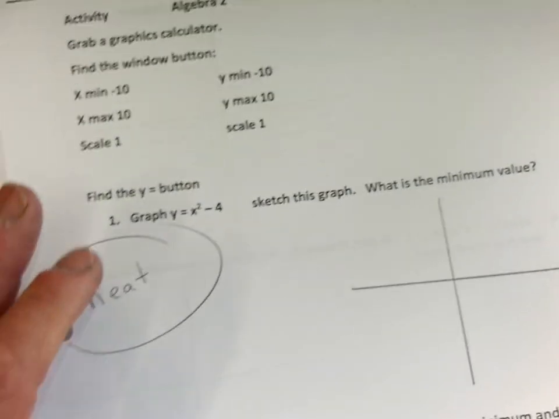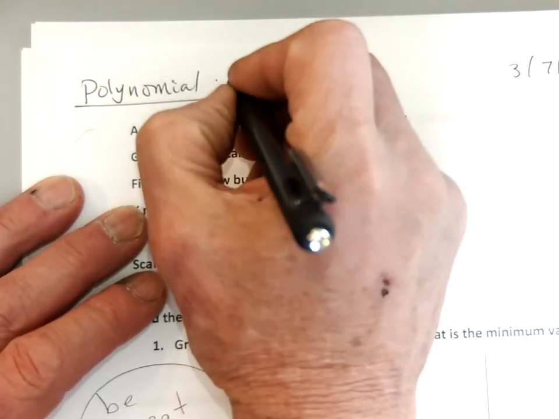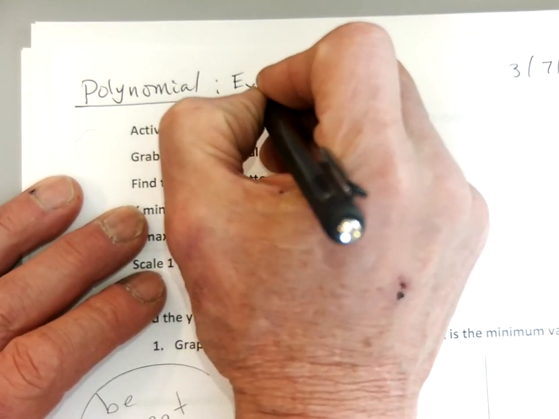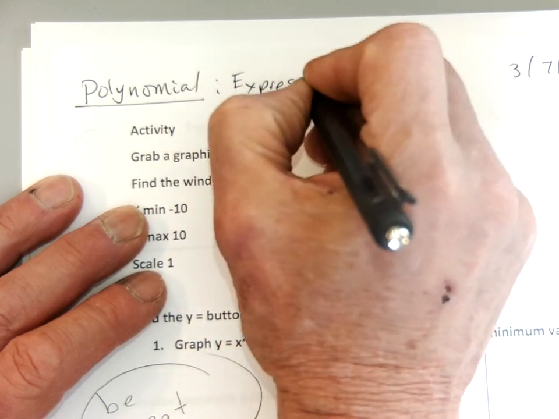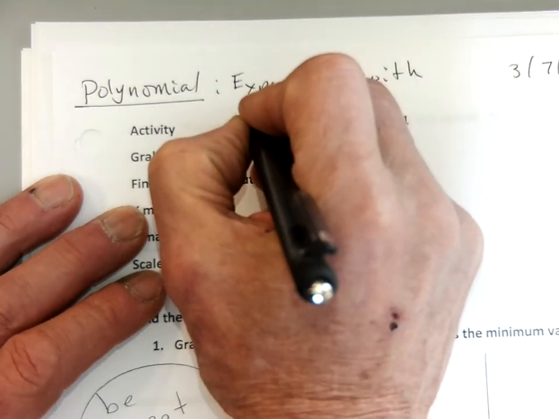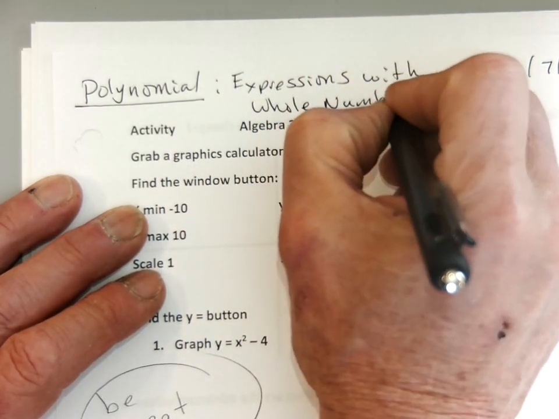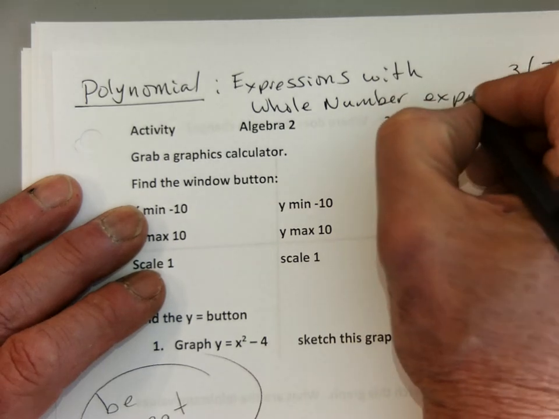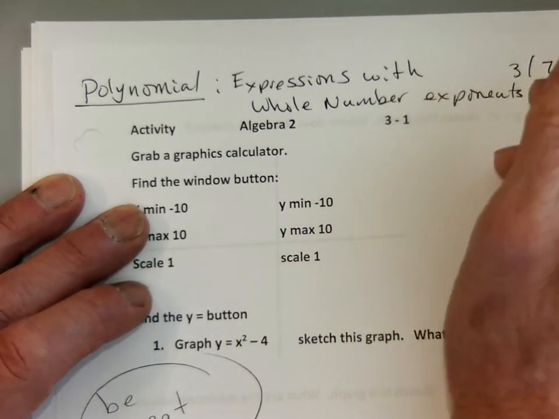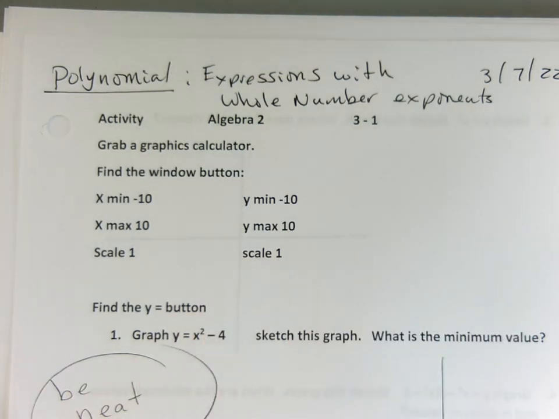We want to look at their graphs, but polynomials are expressions with whole number exponents. Shh, Brian. Shh. Whole number exponents.